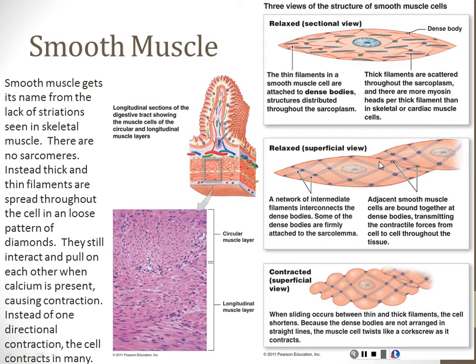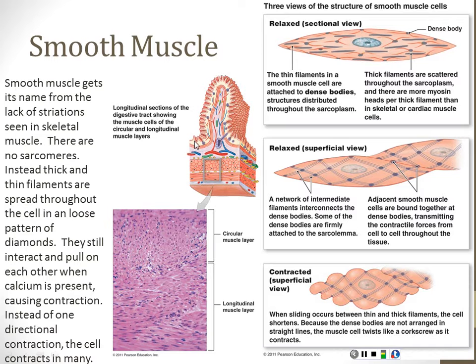Okay. Now, thick and thin filaments, when they interact, when calcium is present, troponin, tropomyosin, you remember all that, calcium makes muscle contract, right? The myosin heads pull on the actin threads and things get smaller. Well, without sarcomeres, the pattern of contraction changes in smooth muscle. You know, in a skeletal muscle, everything's parallel. So when it shortens, it shortens in just one direction, right? And that's all it knows how to do.